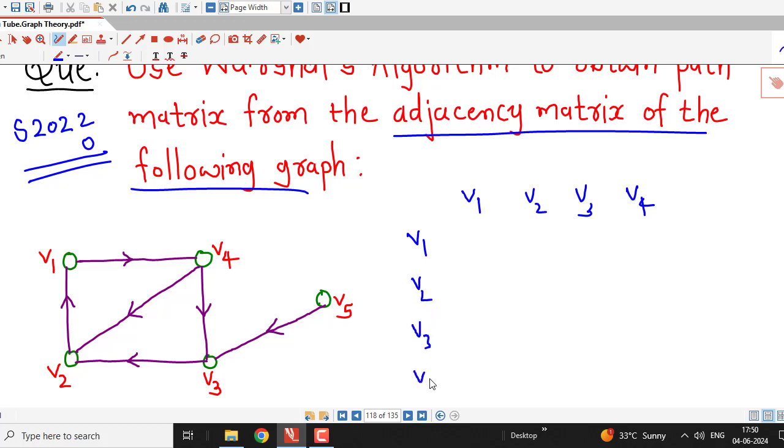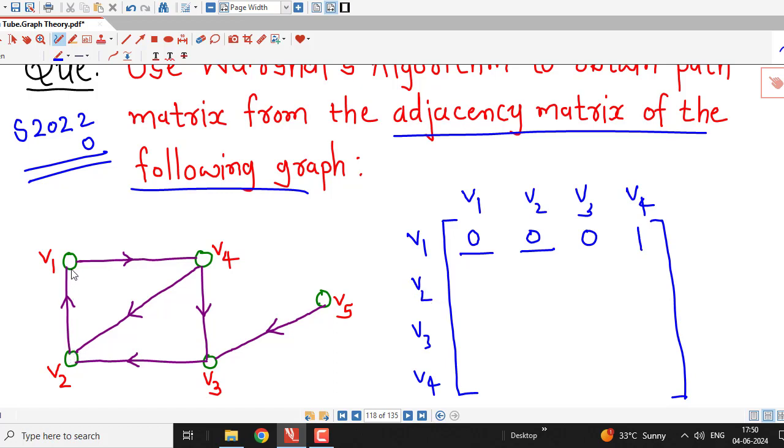Suppose I am using this order, and we know how to write down the adjacency matrix. Suppose I want to write down this entry, then this entry is 1 if there is an edge from V1 to V1. There is no edge from V1 to V1, there is no loop at V1, so we write 0. From V1 to V2, we have to count the number of edges from V1 to V2. We can see there is no edge from V1 to V2 also. From V1 to V3 also there is no edge, and there is one edge from V1 to V4.